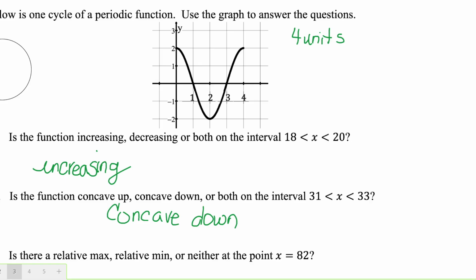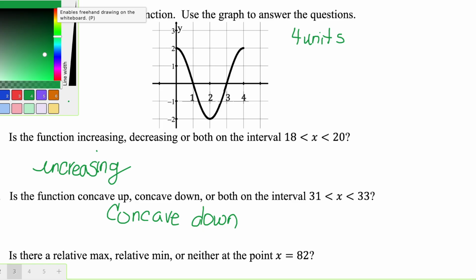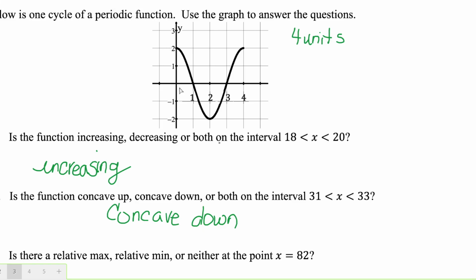We know it's 4 units for 1 cycle, 1 period. So how close can I get to 82? So the closest you can get to 82 is 80. So that's 4 times 20. So that means it will start right here. That means it would start right here at 80. And then this would be 81, and this would be 82. Now, what is that? Is that a relative maximum, minimum, or neither?